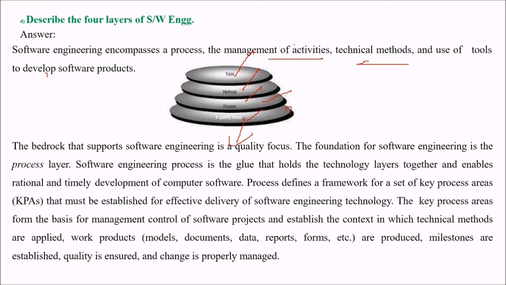Software engineering process is the glue that holds the technology layers together and enables the rational and timely development of computer software. So process defines a framework for a set of key process areas, KPAs, that must be established for effective delivery of software engineering technology. The key process areas form the basis for management control for software projects and establish the context in which the technical methods are applied. So work products, these are models, documents, data, reports, forms, etc. These are produced. And milestones are established, quality is ensured, and changes are properly managed.